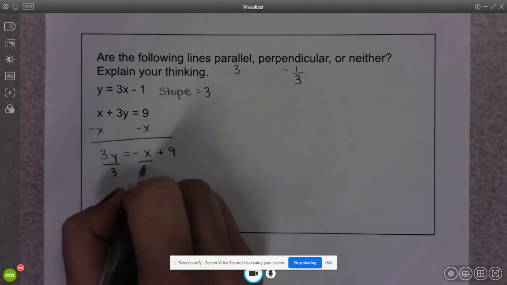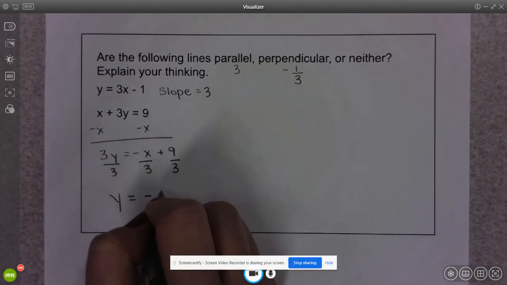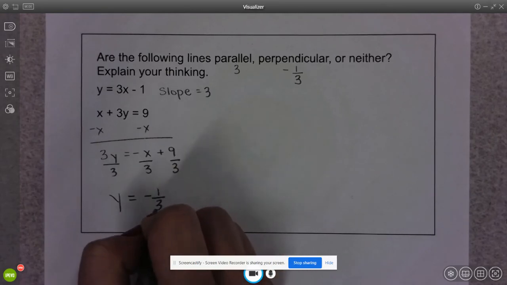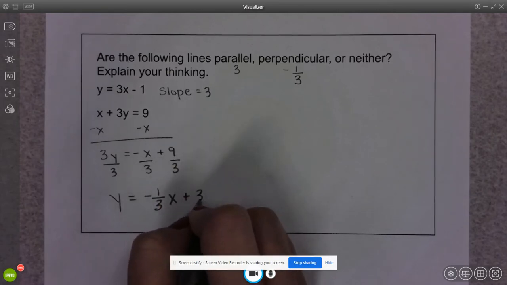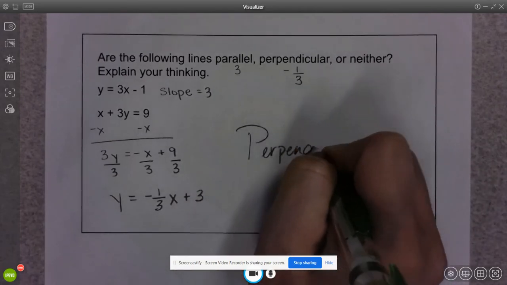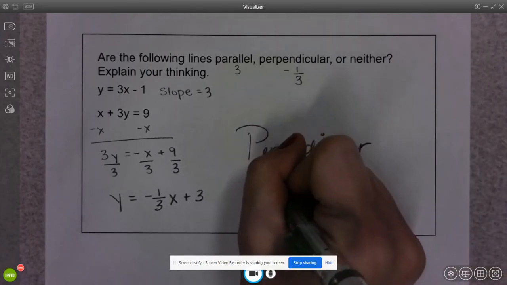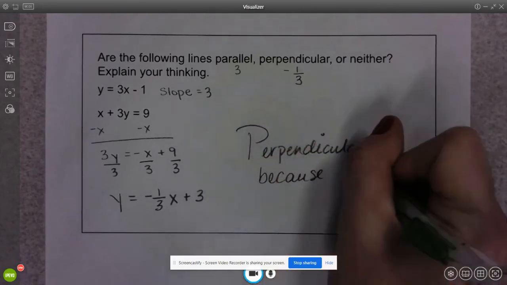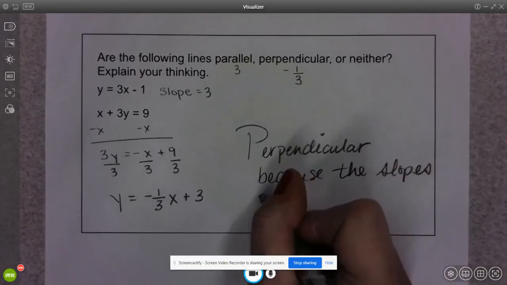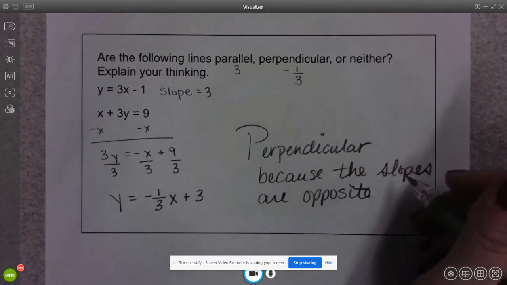And then dividing everything by 3. So I have y equals negative x over 3, which is really the same as negative 1/3 x. So these are perpendicular. And I would say that's because the slopes are opposite reciprocals.